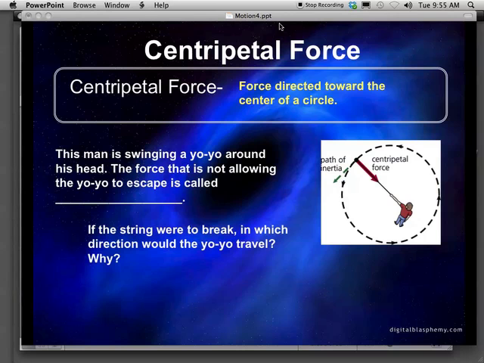Just like the moon orbiting around the earth, what's the force keeping it in a circular motion? Gravity. What happens if gravity shut off for a minute on the moon? It will continue moving in a straight line. Just like if you're swinging around a yo-yo and you let go, you release that centripetal force, and it goes flying off. Okay? That's called centripetal force.